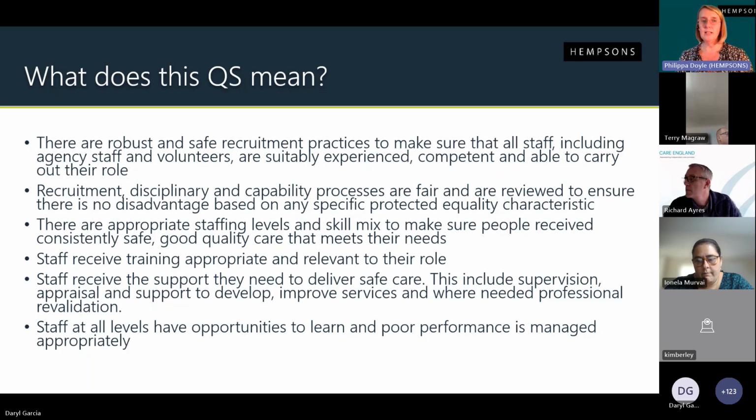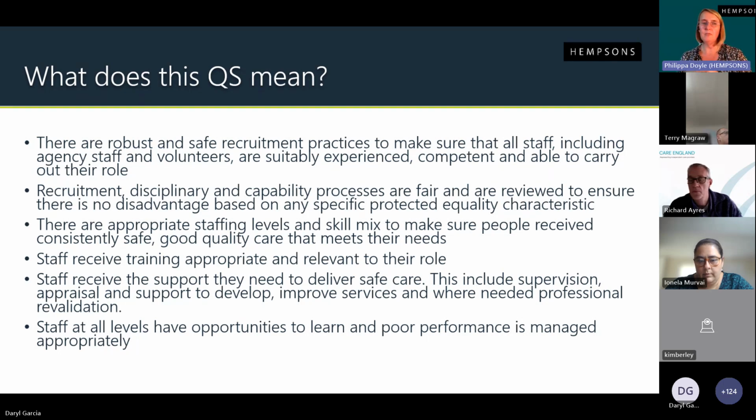CQC are looking to see that there are appropriate staffing levels and appropriate skill mixes, to make sure that people have consistent, safe, good quality care that meets their needs. They'll do that by looking at dependency tools, making sure those tools are up to date based on the people that you support, and then looking at how many people you need to safely meet those dependency requirements.